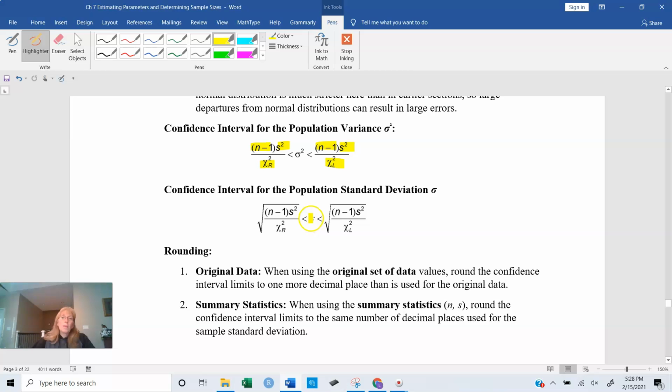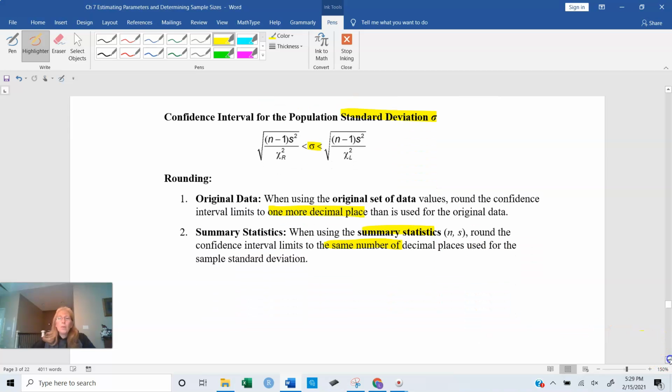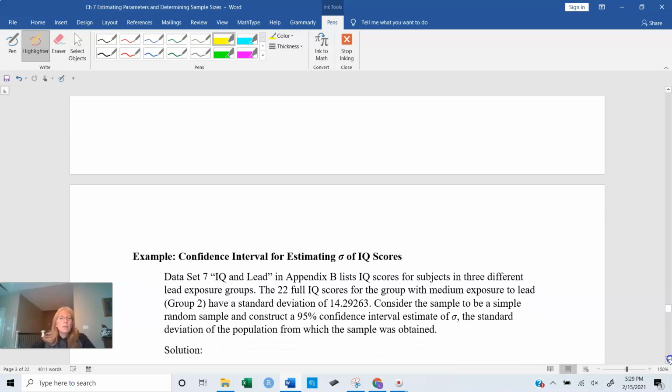We take the square root, just to find this is your variance and this is your standard deviation. Standard deviation is usually where we want to end up. Okay, we're going to round the confidence intervals to one more decimal place, and the summary stats stay the same, just like before, nothing different. Same number of decimals. We'll just use what StatDisk gives us.